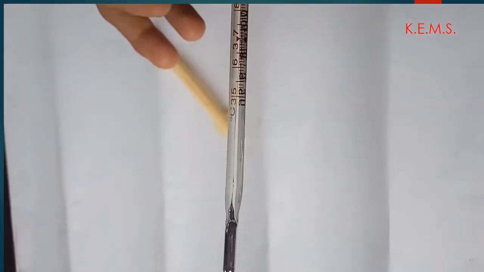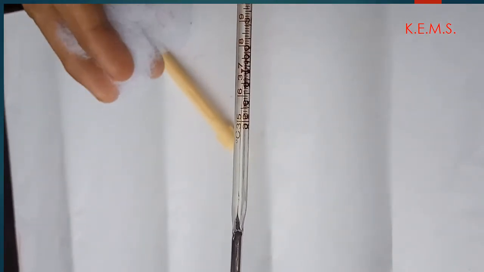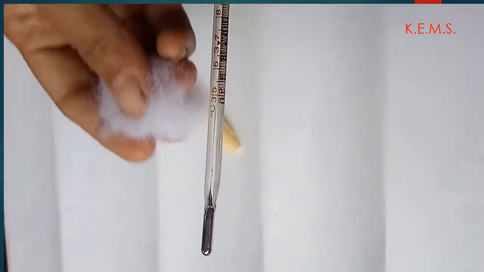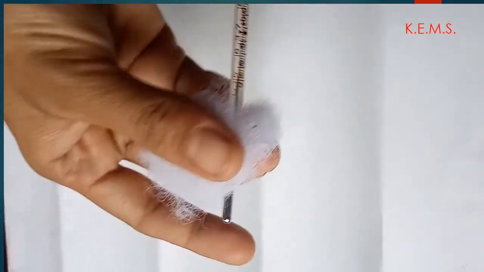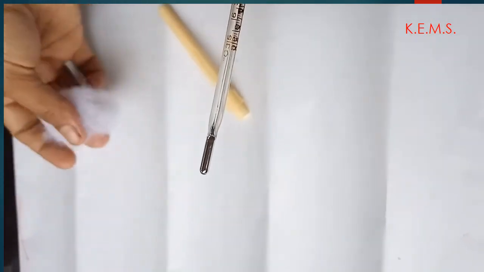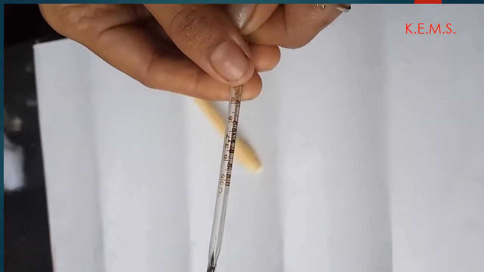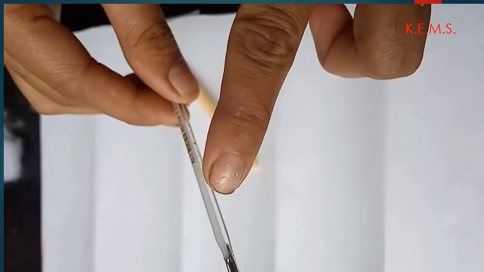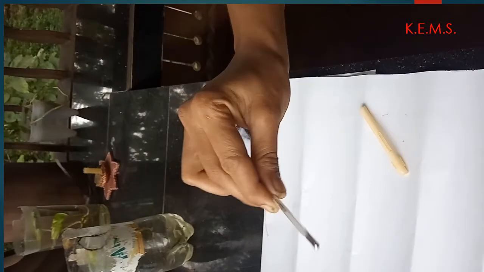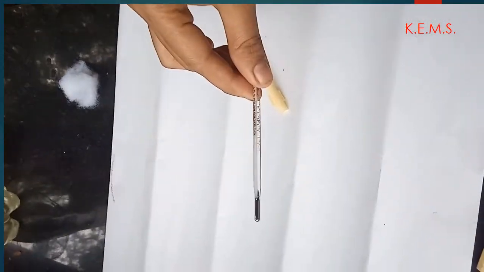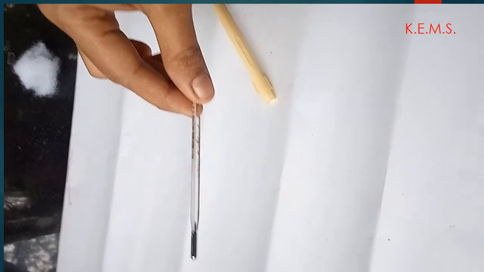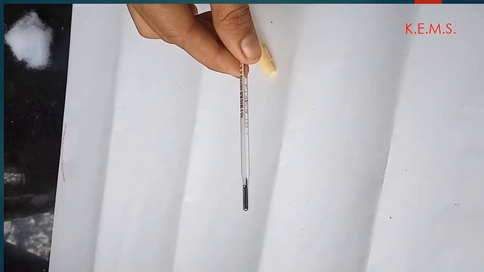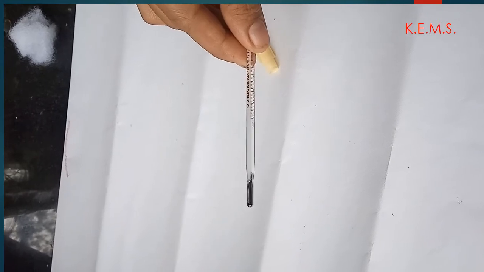When the doctor, or when we, measure the temperature, what we first do is take a cotton, dip it in spirit, and wipe the tip. I'm taking this after dipping in spirit. After wiping the tip clean, you have to take this bulb and keep it under the tongue. You keep the thermometer under the tongue for 1 minute, and after 1 minute you record the temperature.